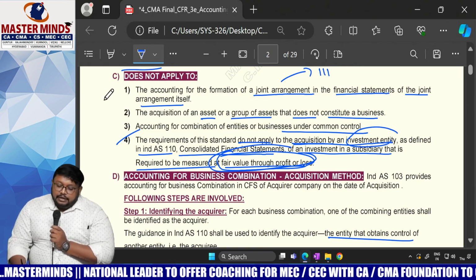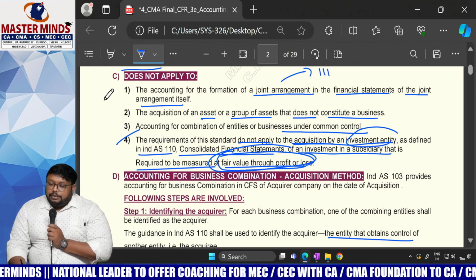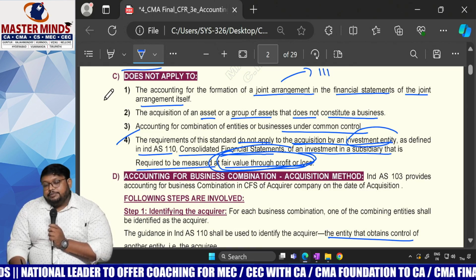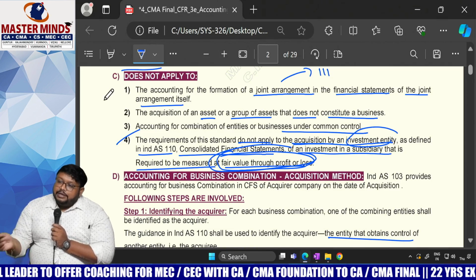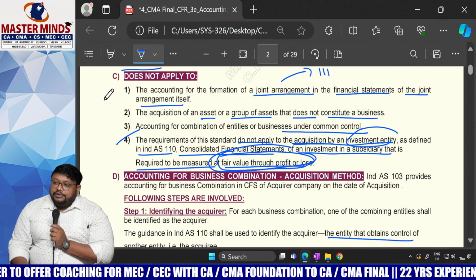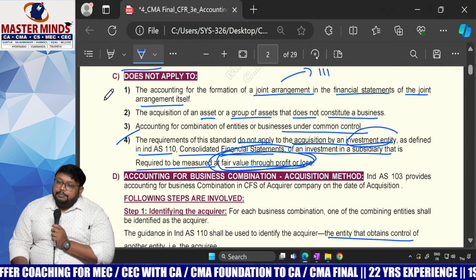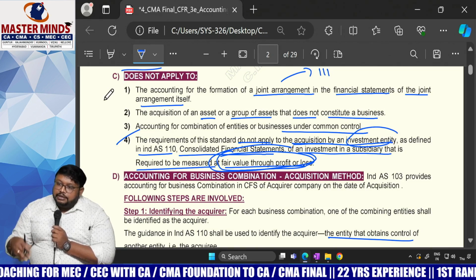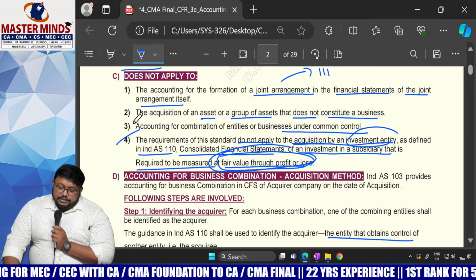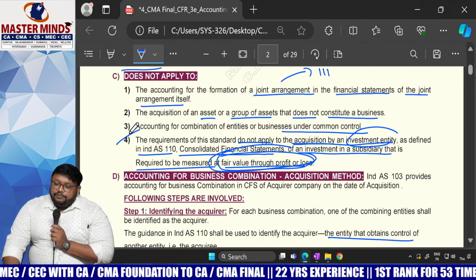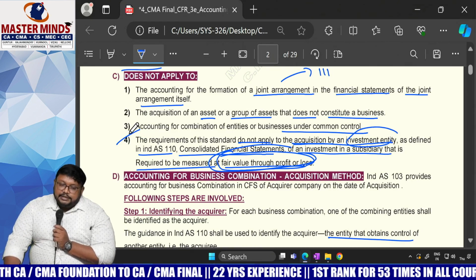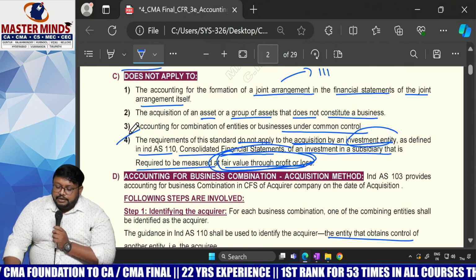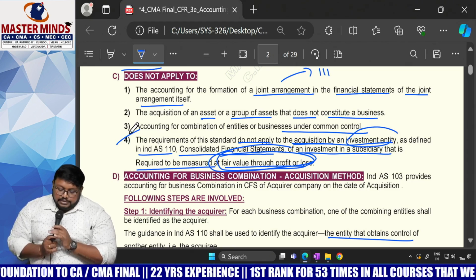So next, business combination of entities under common control, Ind AS 103 will not apply. But an appendix was recently added. So we are having a carve-in method. Ind AS 103 we are applying in a different method, not the acquisition method, but the pooling of interest method. And it is not applicable for acquisition by the investment entity, as the definition is given under Ind AS 110 consolidated financial statements.